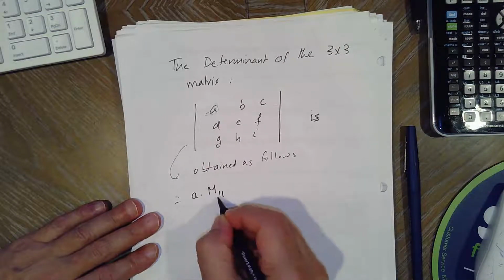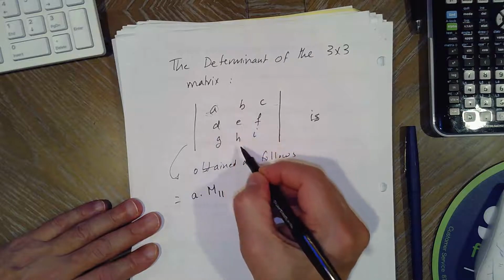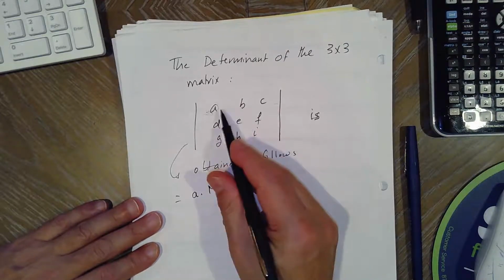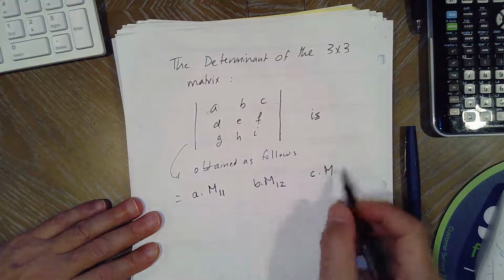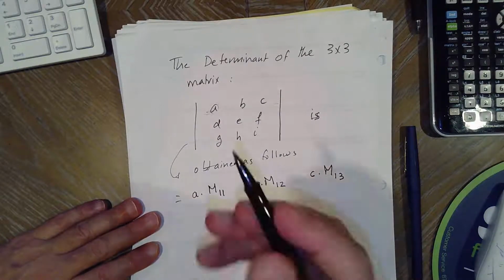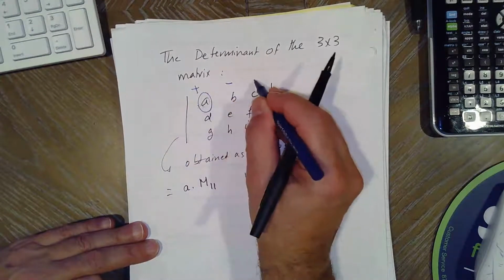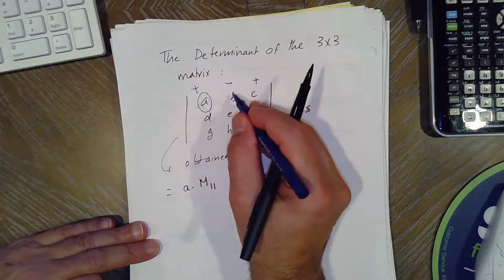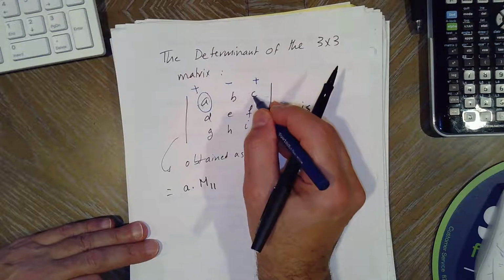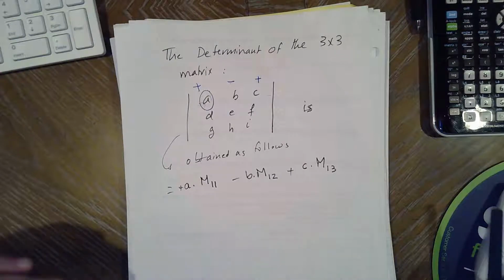Why 11? Because A is in the first row and first column. I'll explain what that means. Then B, leave a space for the sign, times the minor of B, which is the minor in the first row, second column, and then C times the minor of C, which is in the first row, third column. The signs will always alternate: plus, minus, plus. Plus means you keep the sign of A, even if A is negative. Minus, you do the opposite of B, and plus, you keep the sign of C.